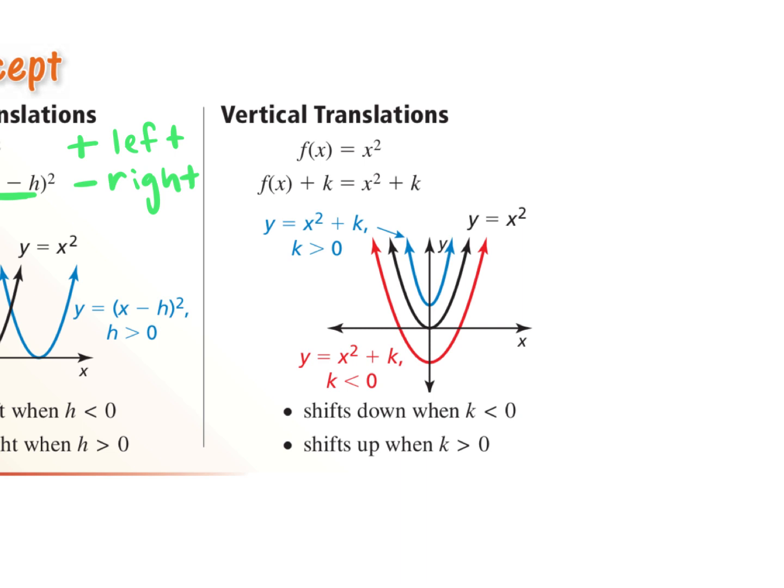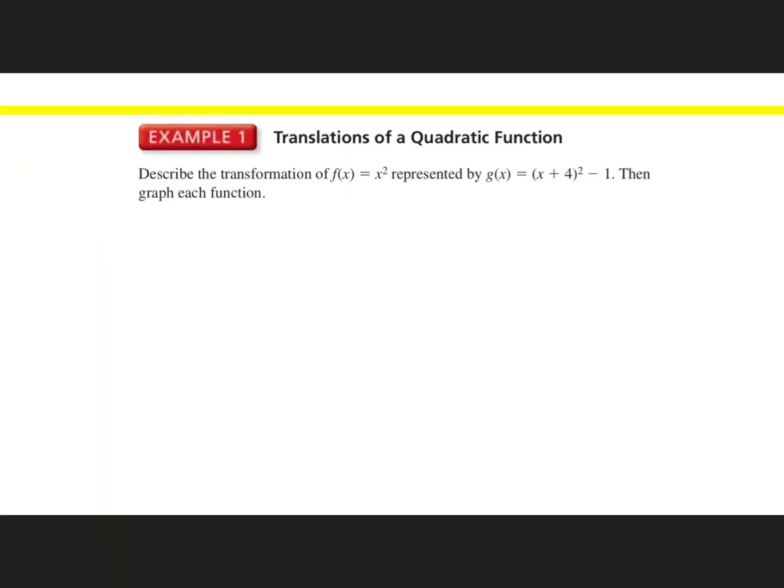We have vertical translations when we add something on the outside, whatever our K is. If we are adding something, we go up. If we are subtracting something, we go down. So we're going to look at an example.